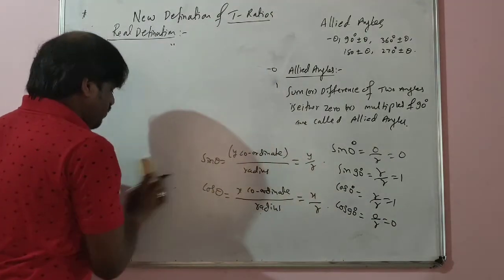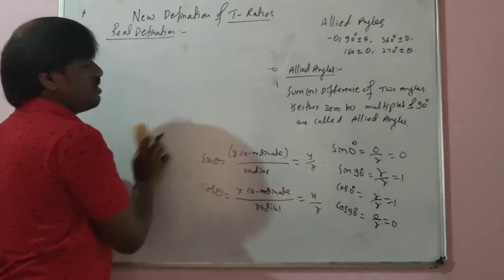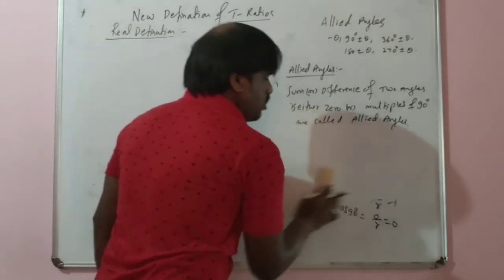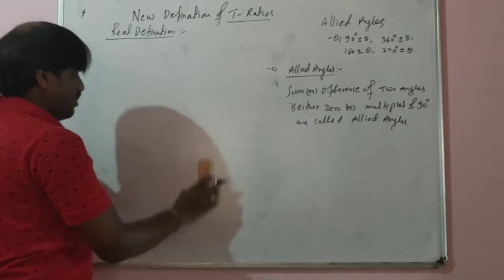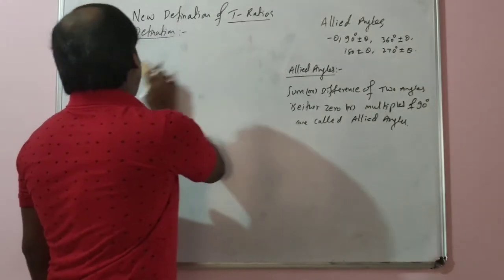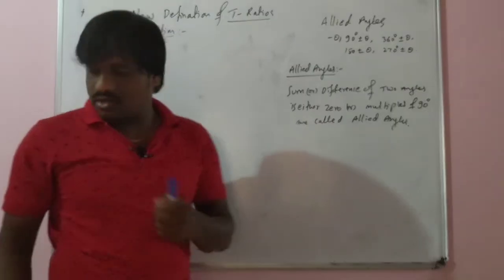Okay, this is a new definition that is called the real definition of trigonometry. Hope you understand this, but we are going to start the new one that's most important for you all. That is allied angles. Allied angles is a very important topic, and you need to understand this concept.